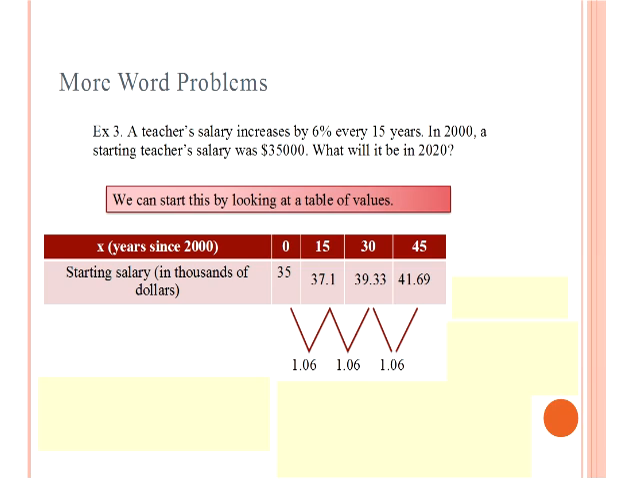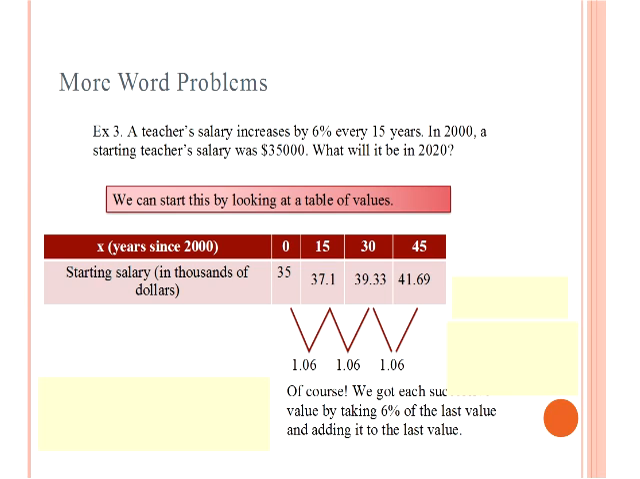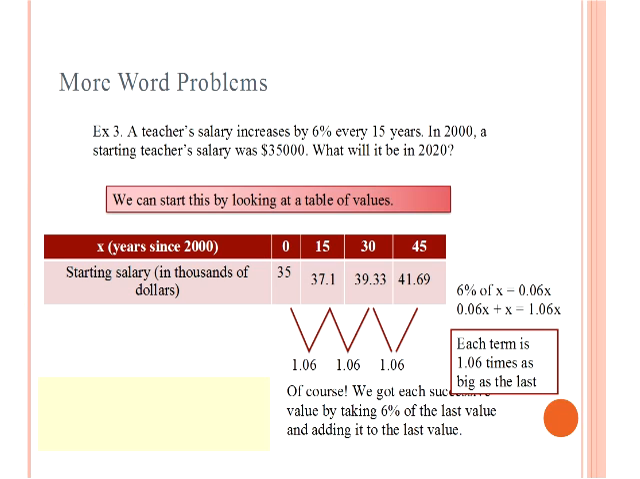And so if you look at the common ratio, we get 1.06. But of course we do, because each successive value is 1.06 times higher than the last, and that's because we took 6% and added it to the original value. So 6% of x is 0.06x, and then we add that to the x value, and we get 1.06x.